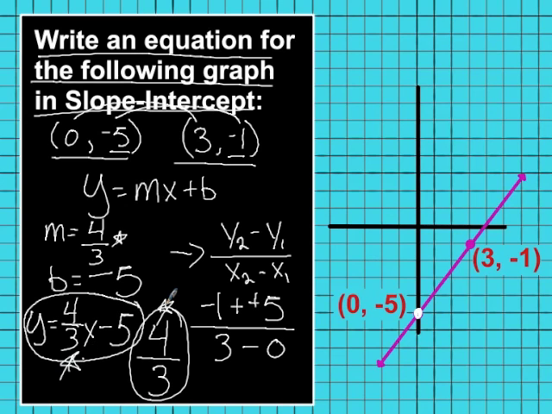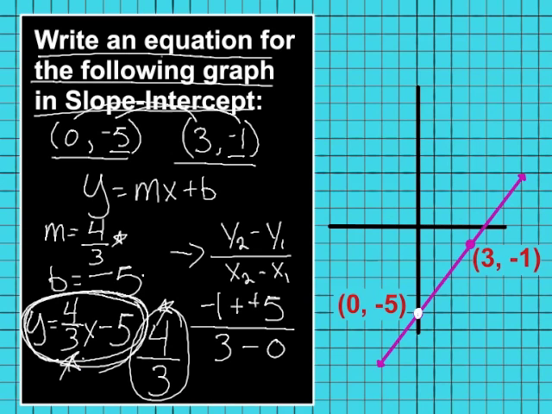The slope's not the answer. The y-intercept's not the answer. What we're looking for is to write an equation, so our equation is our answer. Y equals 4/3 x minus 5. That's what we do in this situation.